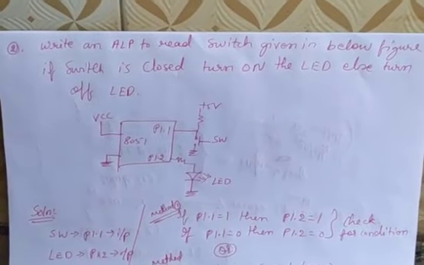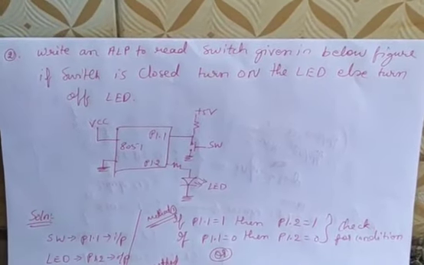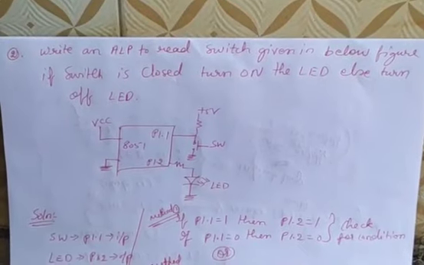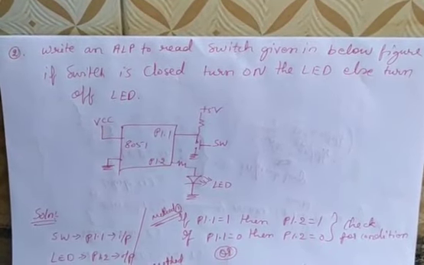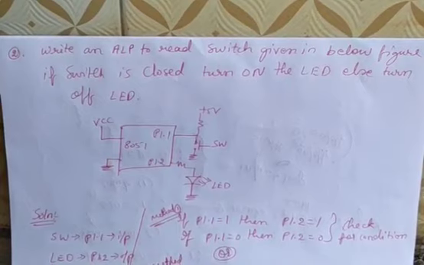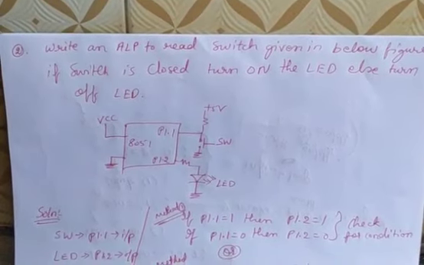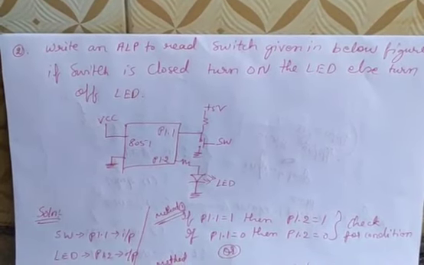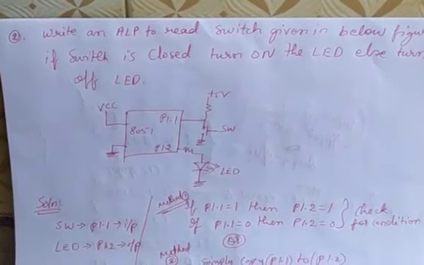So this program is the assignment for you, similar to the earlier program. The question is, write an assembly language program to read the switch given in the figure below. If the switch is closed, turn on the LED, else turn off the LED. So this is the circuit given there.